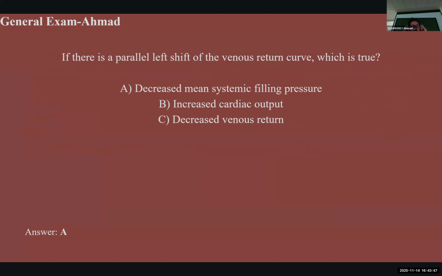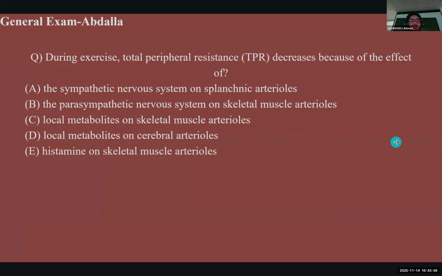Righty. The final time today. Let's see our first question. During exercise, TPR decreases because of the effect of: sympathetic nervous system on splenic arterioles, parasympathetic nervous system on skeletal muscle arterioles, local metabolites on skeletal muscle arterioles, local metabolites on cerebral arterioles, and histamine on skeletal muscle arterioles. You guys give me the answer.